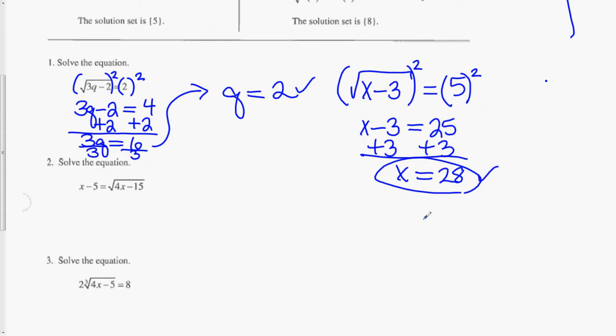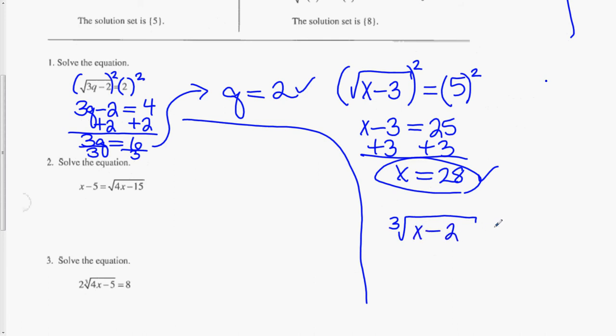Okay, if you have something that looks like this, cube root of x minus 2 equals 7.